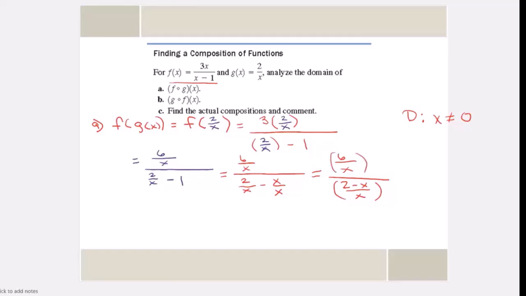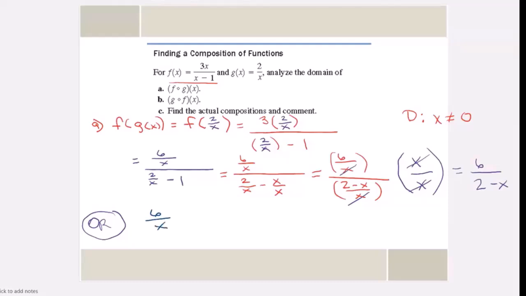Now, there's a few things we could do. One is I could multiply the top and bottom by x over x. In that case, this x would cancel with this x, and this x would cancel with this x, and I would end up with 6 over 2 minus x. Or if you feel more comfortable with keep, change, flip, we can do 6 over x divided by 2 minus x over x, which is equal to 6 over x.